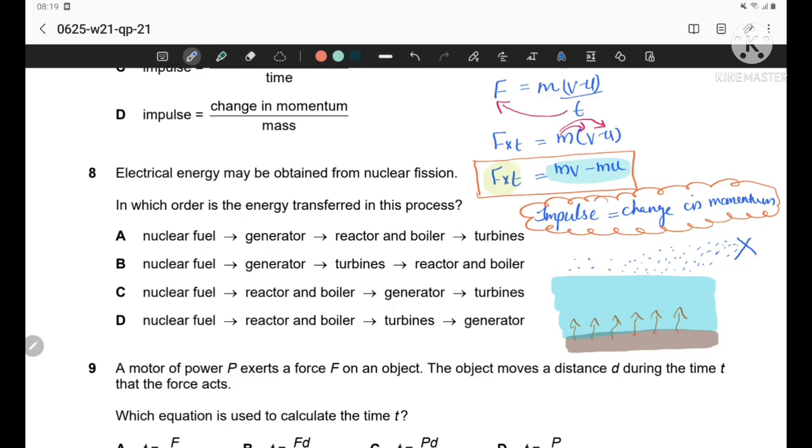When these very fast moving, high energy water vapors hit the turbine, it rotates. So this mechanical movement or rotation can create electrical energy. It will connect to the generator and the generator will produce electrical energy. Therefore, the correct answer is option D.